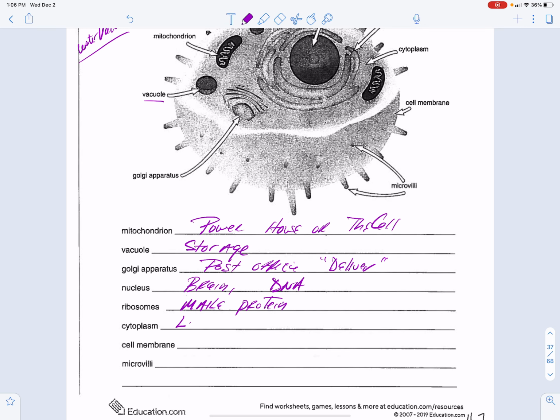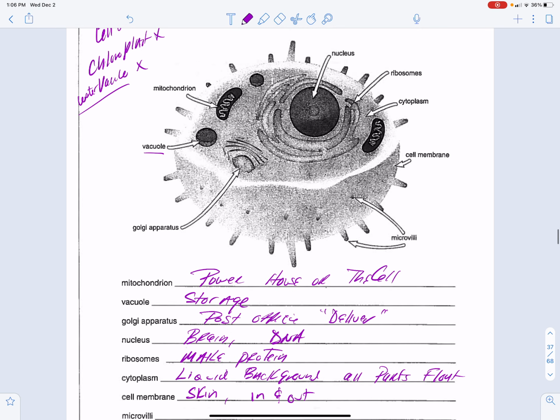Cytoplasm is kind of that liquid background. And everything floats in it. So all parts kind of float in it. Think of it as like a shock absorber for all those parts. Cell membrane, it's like the skin. It determines what's in and out.